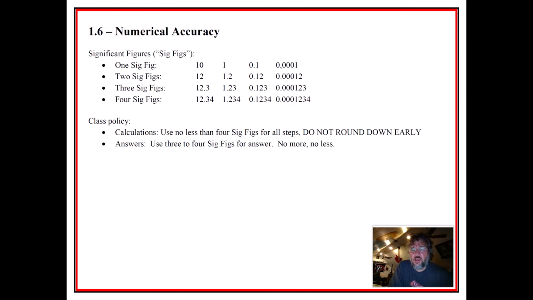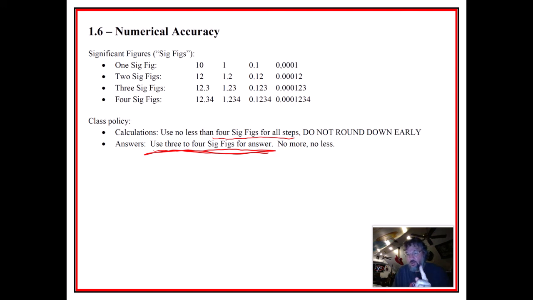Numerical accuracy, I probably will harp on this more than anything else during class, and that's the idea of significant figures. My directive to you is to use no less than 4 sig figs for all calculations. Do not round down. You can round down at the very end, but when you give an answer, give me 3 or 4, right? And some people insist on 3. I say 3 or 4, that's fine, because there are some conditions where 4 is more appropriate. I'll just tell you the conditions.